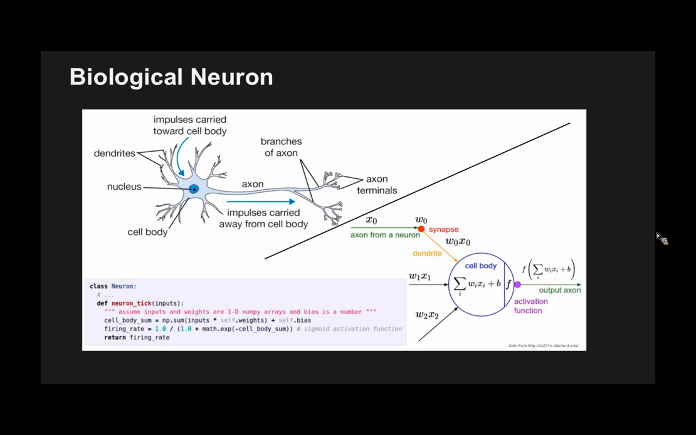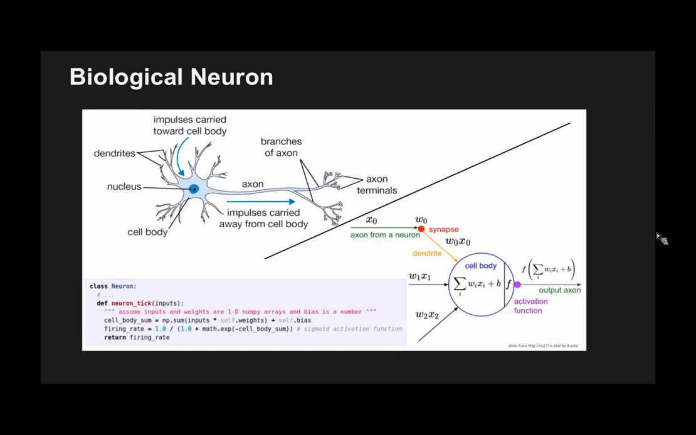So here's a biological neuron, which consists of a cell body and dendrites. So dendrites are appendages that listen to other neurons. Then, as you can see, there's an axon. The axon is a part that carries the impulse away from the cell body. So the cell body performs certain computation.